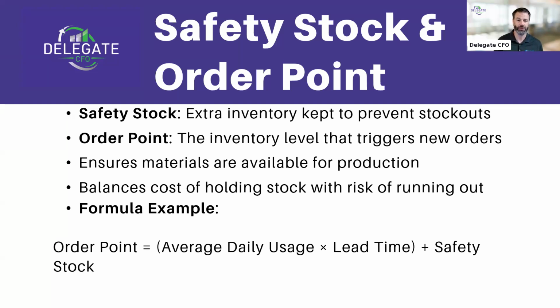The order point is the inventory level that triggers new orders. This ensures that materials are available for production, and balances the cost of holding stock with the risk of running out. And so the formula there is obviously order point equals average daily usage times lead time plus safety stock. So what that formula means is your average daily usage. The best way to think about it is what's your average daily sales, like sell 50 units every day.